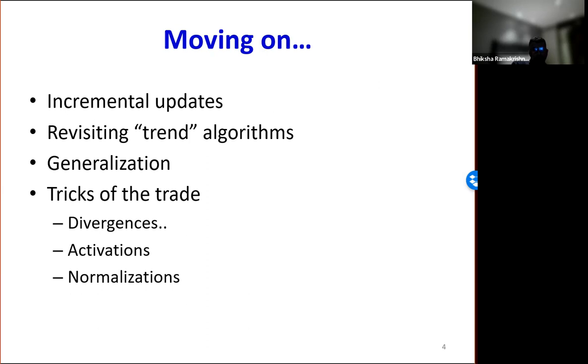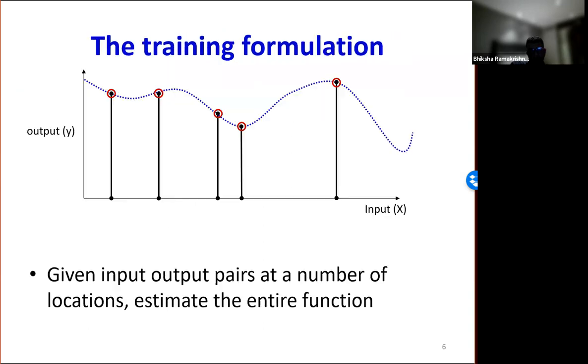So moving on, today we're going to look at the topic of incremental updates. We're going to revisit training algorithms and generalization. And then going ahead, we're going to look at some tricks of the trade: divergences, activations, and normalization, although those we will probably not get to today. So let's look at incremental updates.